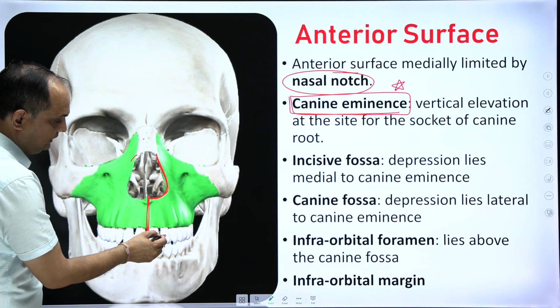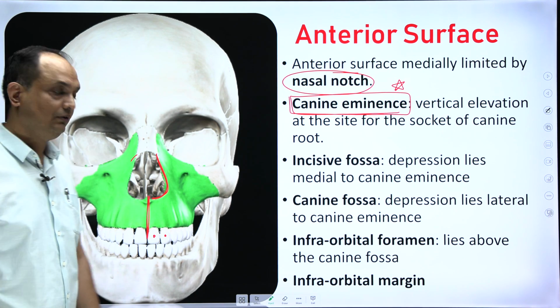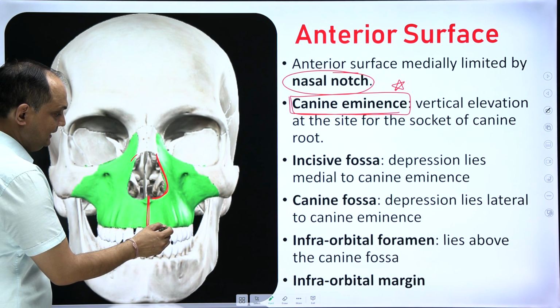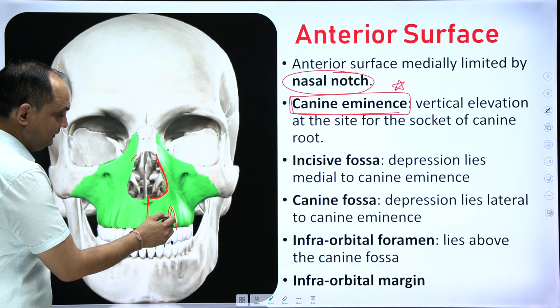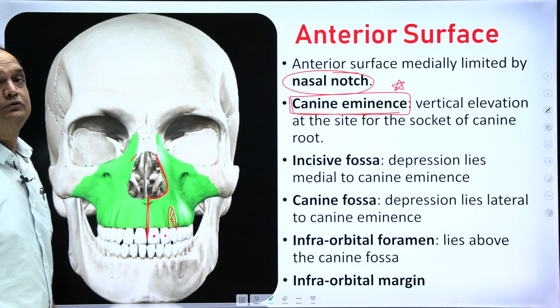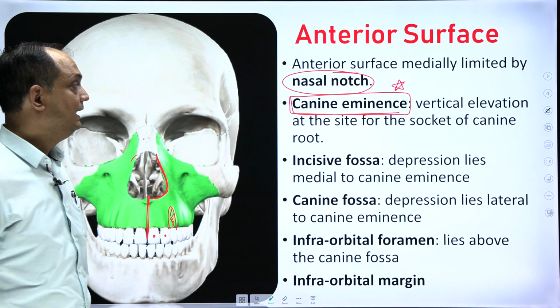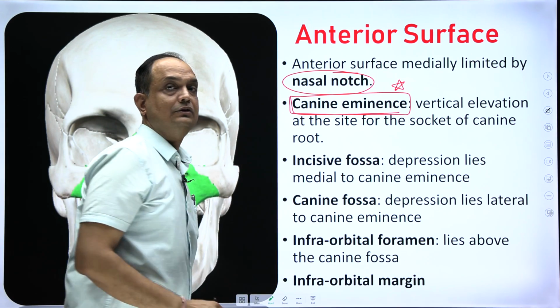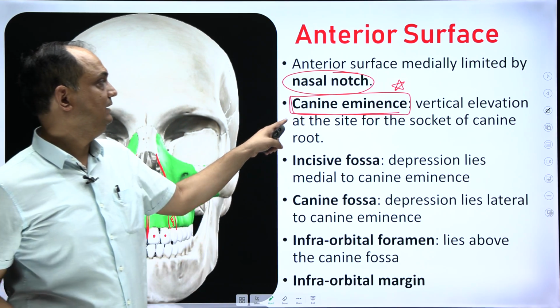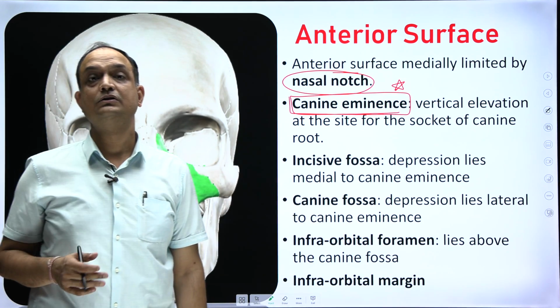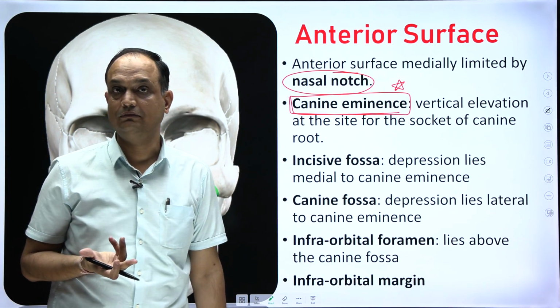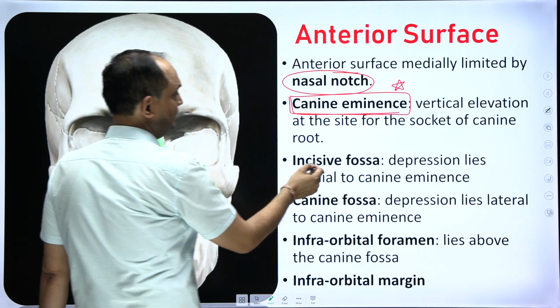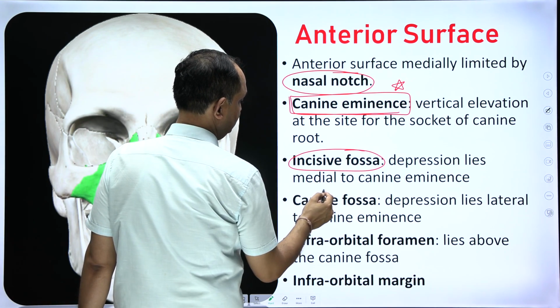So these 1 and 2 are your incisors. Next to the incisors is the canine, and above the canine you will have a projection produced by the root of this canine tooth, and that is known as canine eminence. Canine eminence is a vertical elevation formed by the socket, and in the socket you have the root.